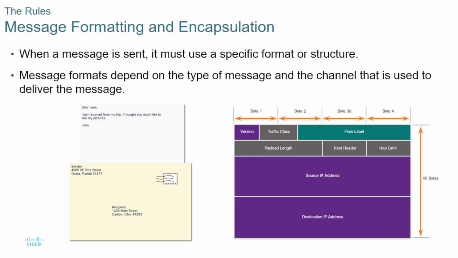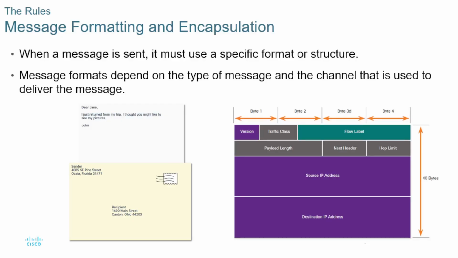When a message is sent over a network, it must follow a specific format or structure. This ensures the receiving device can correctly interpret the information. The exact format depends on both the type of message, like text, files, or emails, and the channel used to deliver it, whether wired, fiber optic, or wireless. For example, this IPv6 packet header on the bottom right shows how data is organized for transmission over the Internet.